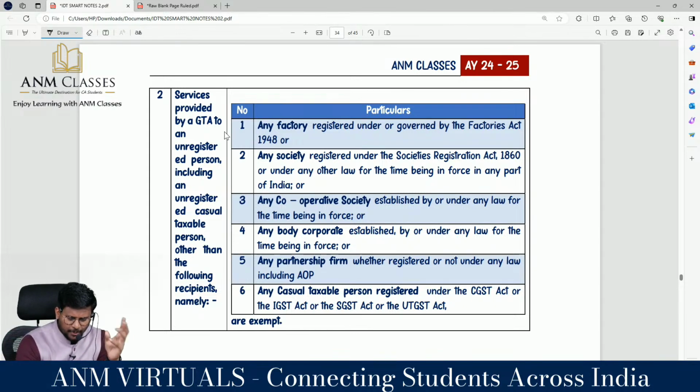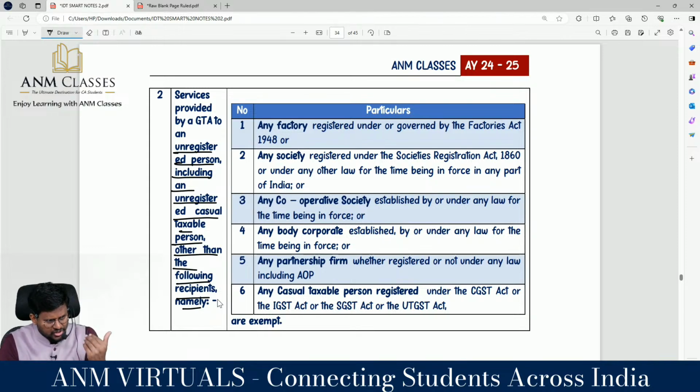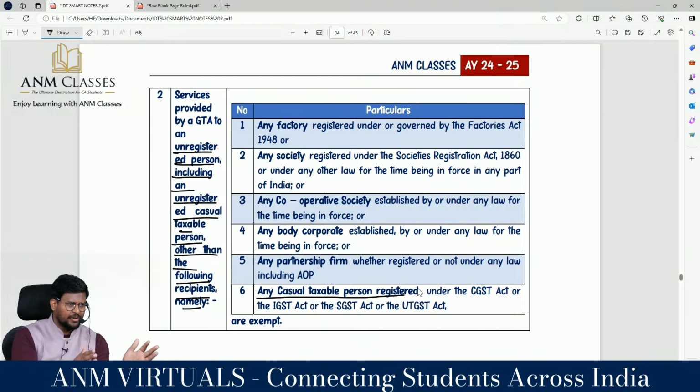Next one, service provided by a GTA to an unregistered person, including an unregistered casual taxable person, other than the following recipients, is exempt from GST. Service provider is GTA. Service recipient is an unregistered person other than these: factory, society, cooperative society, body corporate, partnership firm, whether registered or not, any registered casual taxable person. That means if the service provider is GTA and the service recipient is an unregistered person other than this category, it is exempt from GST.